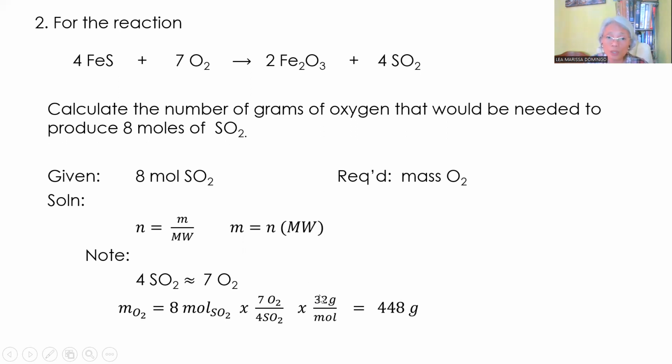So, yung 32, ito yung molecular weight. So, yung N, ito yon, no? So, I hope nakikita yan, no? So, we just multiply 8 times 7 times 32 divided by 4. So, we have 448 grams. So, ibig sabihin, kailangan natin ng 448 grams of oxygen to be able to produce 8 moles of sulfur dioxide.